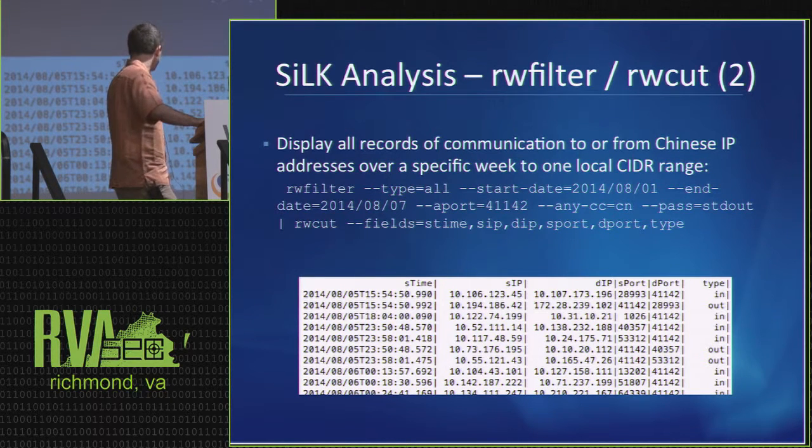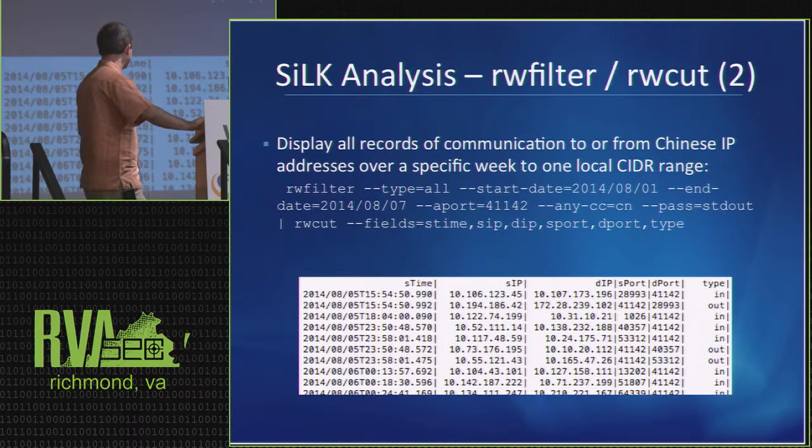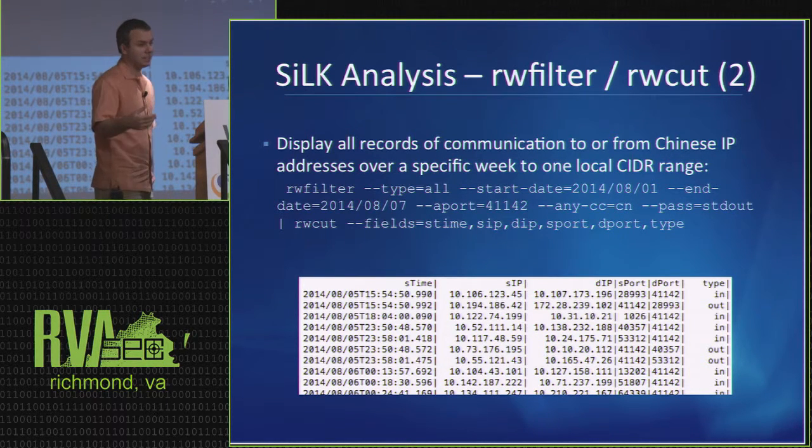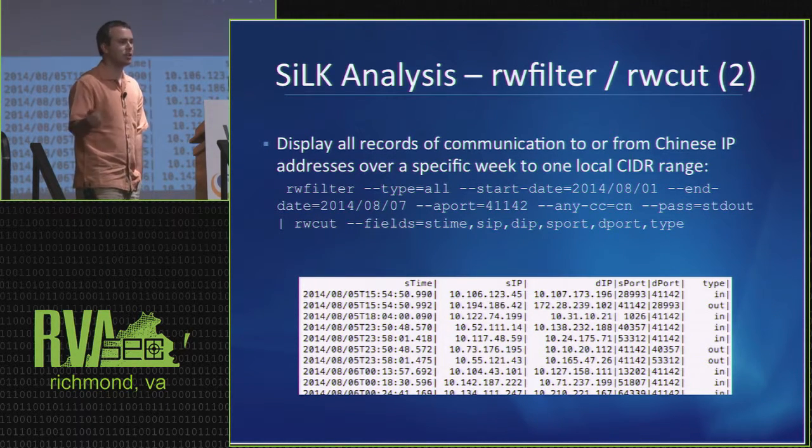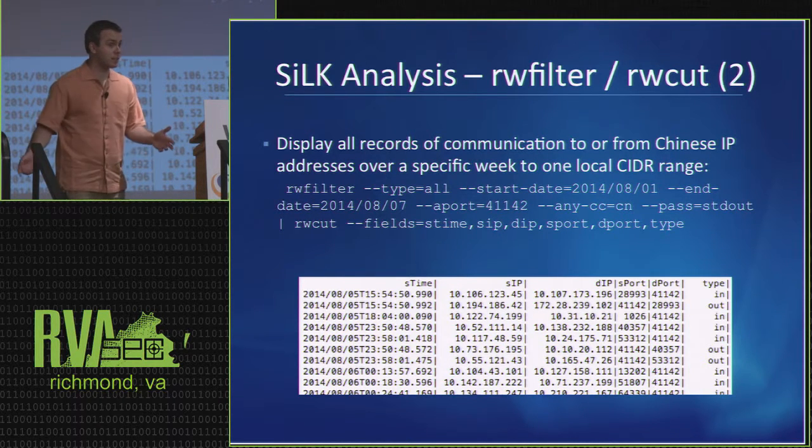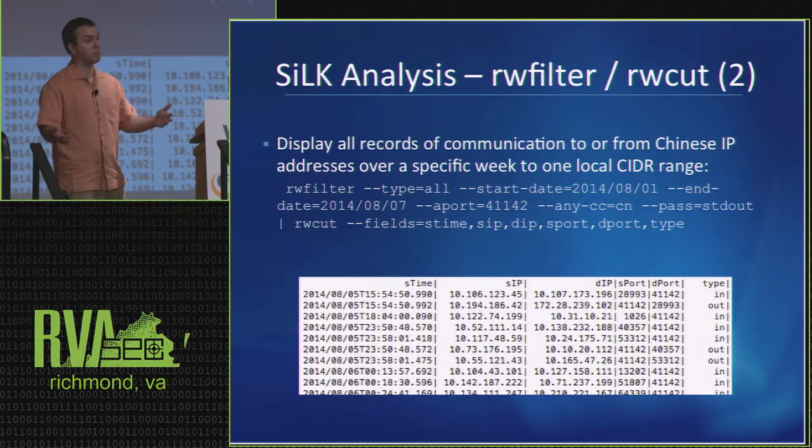So the partitioning switches here, we are looking for any kind of records to or from Chinese IP addresses over a specific week. Now it's kind of obvious once you actually start looking at it, but you have --type equals all, so that means any kind of data, if it's in or out, if it's internal to internal, if it's external to external, which is an example of probably some sort of misconfigured sensor file.